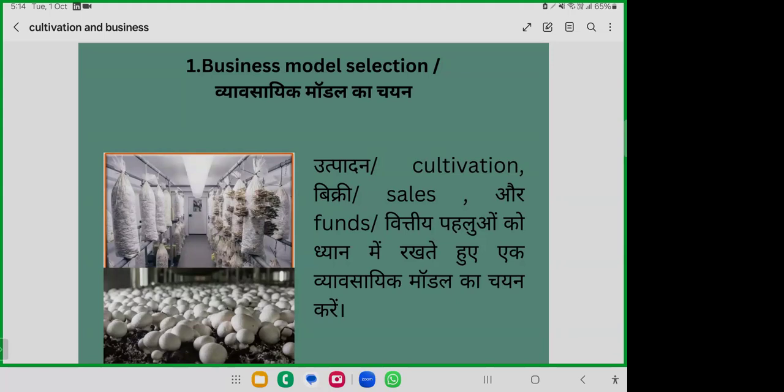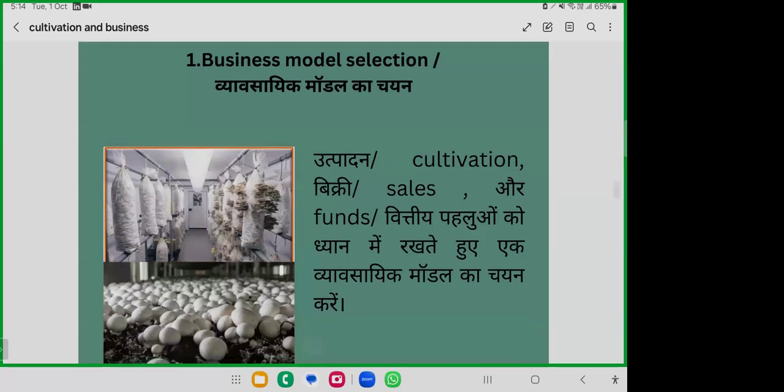So before finalizing the business model, it is very important to understand which variety of mushroom the entrepreneur wants to cultivate, and then where is the market, and from where they will get the fund to start their business.